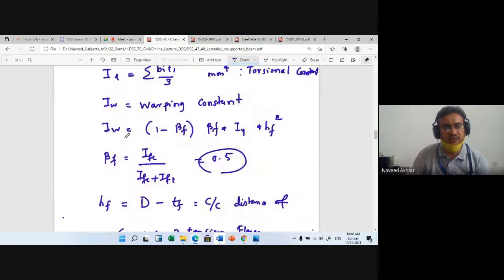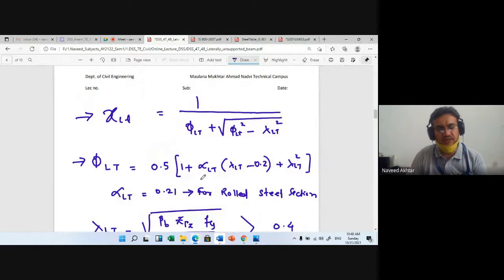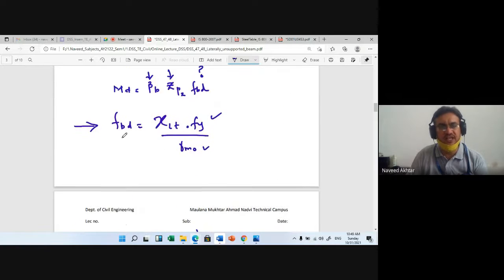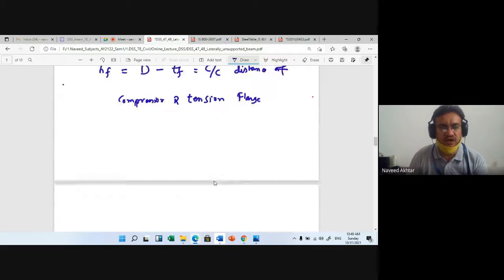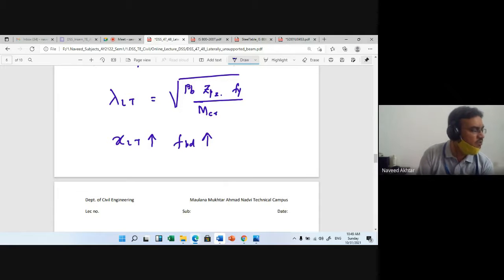If you know the lambda LT, you can find out the phi LT using this equation: 0.5 times 1 plus alpha LT into lambda LT minus 0.2 plus lambda LT squared. If you know the phi LT and lambda LT both, you can find out the XLT. If you know the XLT, you can find out the FBD, which is equal to XLT into Fy upon gamma MO. All this is written above.